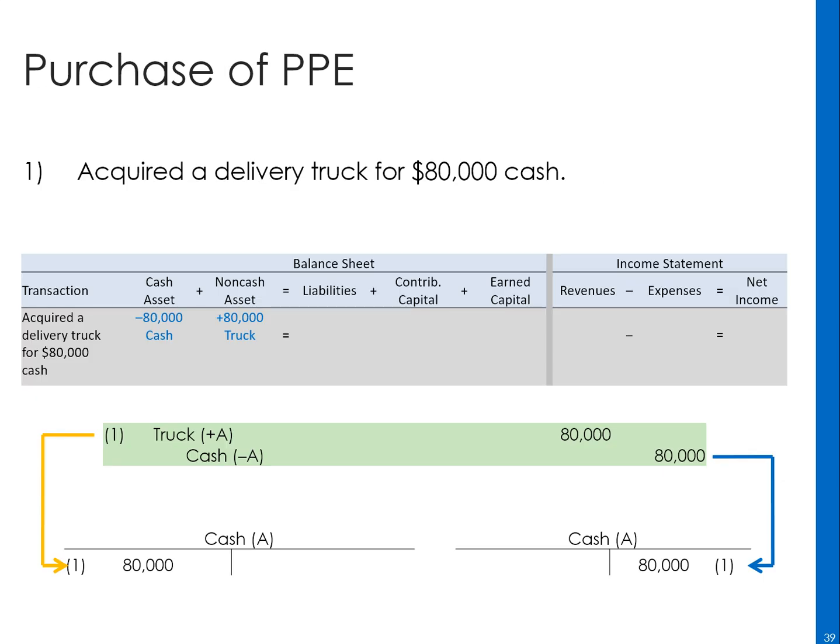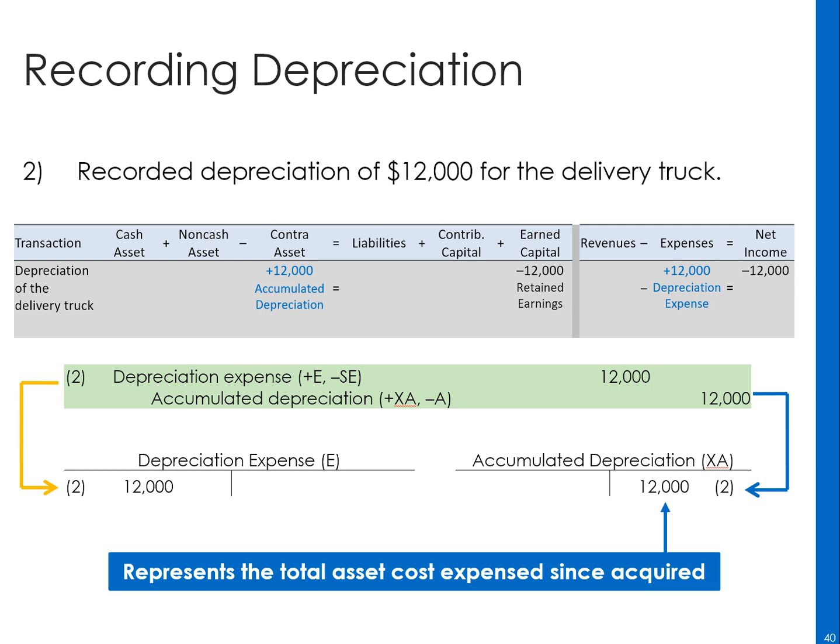For example, let's see this. First we acquire a truck for $80,000. Journal entry: we increase the asset truck, we reduce cash. That's easy to understand. When we purchase, everything will be capitalized. $80,000 is a long-term operating asset or PP asset. Next, when we use this truck, we incur cost based on the allocation process. We allocated $12,000 cost for this year.